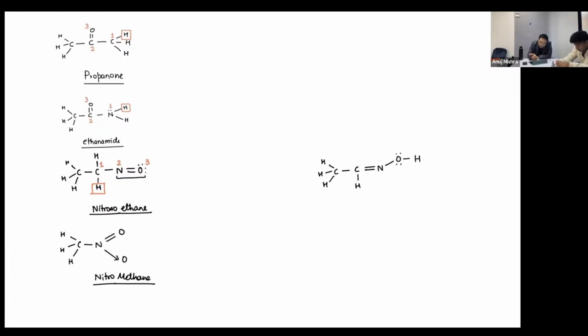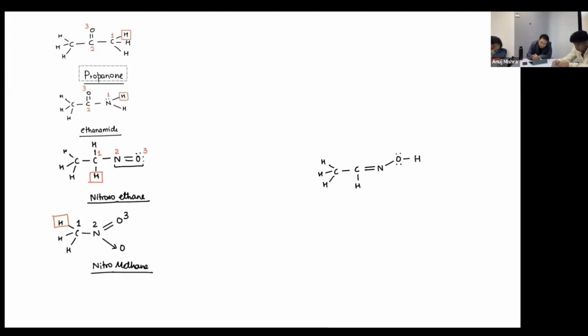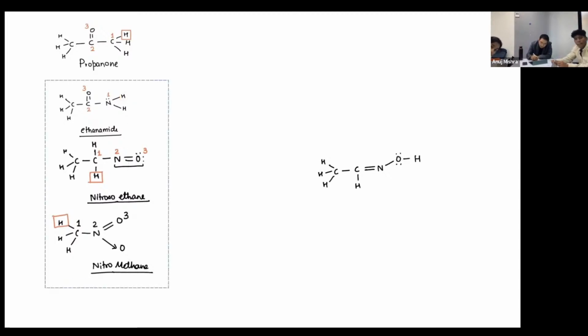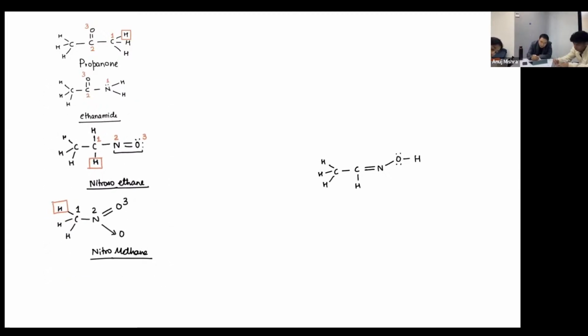Now look carefully, we do the same thing again. This is your hydrogen and this observation you have to keep very strong. If you want to understand tautomers, you should start observing these patterns in different structures. So this is the structure. Next example. So nitrosomethane is done, nitromethane is done, nitrosoethane is done, ethanamide is done.